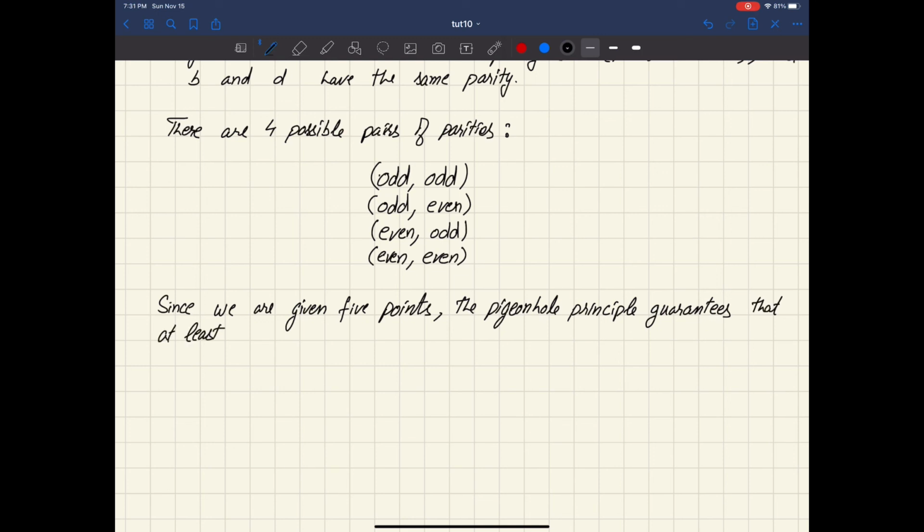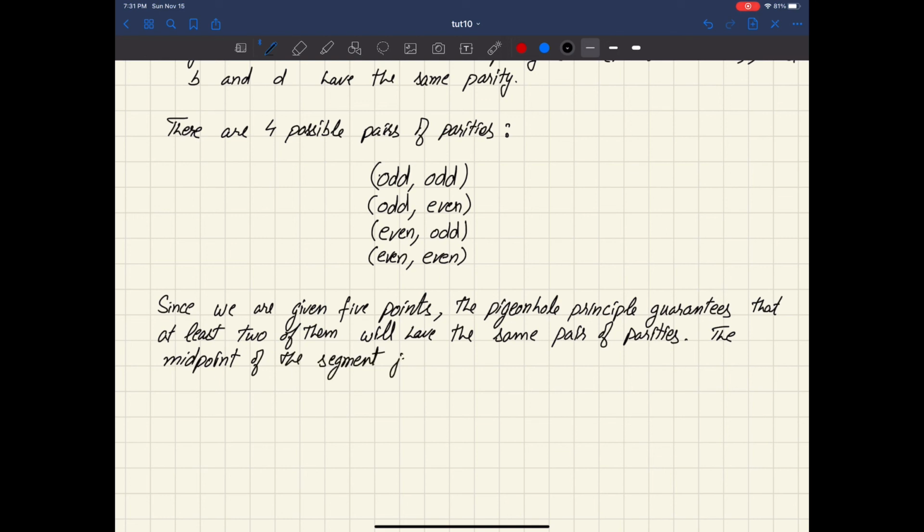If you take your first point to be odd odd, the second point to be odd even, the third point to be even odd, and the fourth point to be even even, the fifth point will have to repeat one of these. So the midpoint of the segment joining these 2 points, which had the same parities, will have integer coordinates.